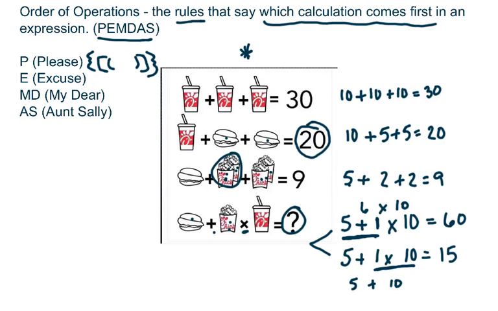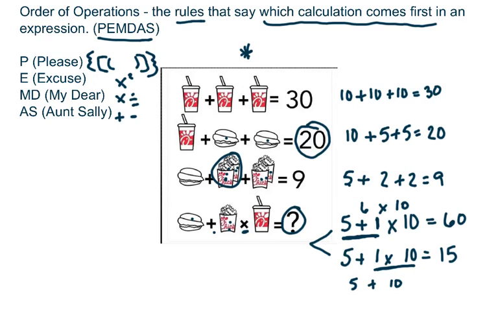Next, excuse, E stands for exponents. So I'm going to put an X in anything with that little number above. In this case, I have a 2 up there. Anytime you see exponents, they're going to happen next. And of course, with M and D and A and S, those all stand for our typical math operations. M stands for multiply, D stands for divide, A stands for add, and S stands for subtract. This is the order in which we do operations.